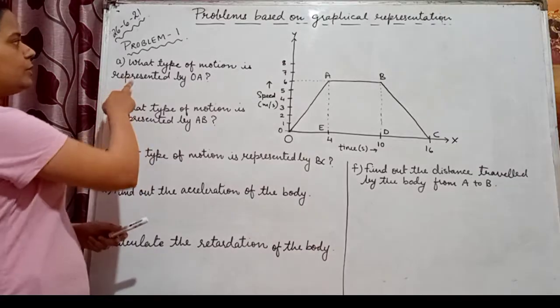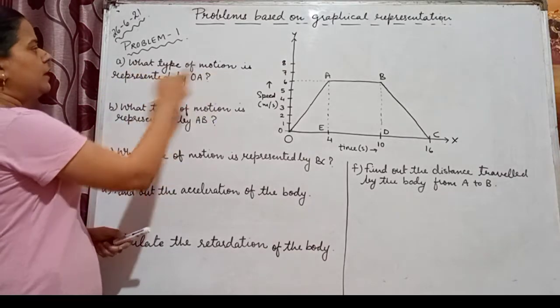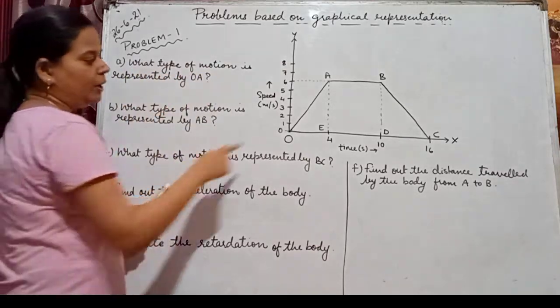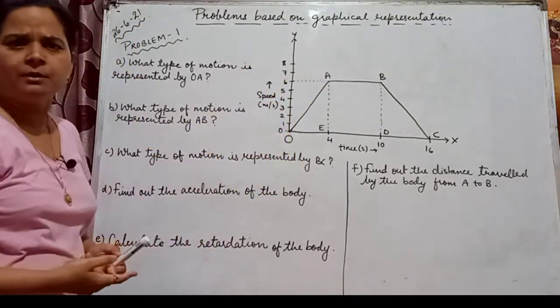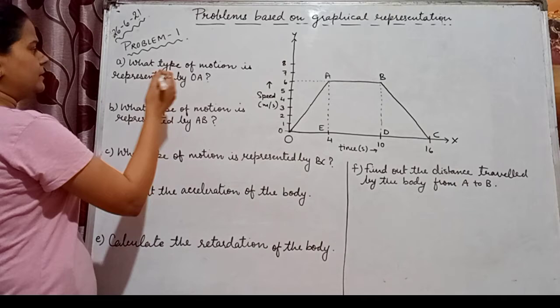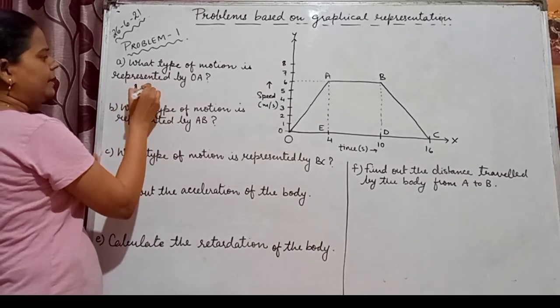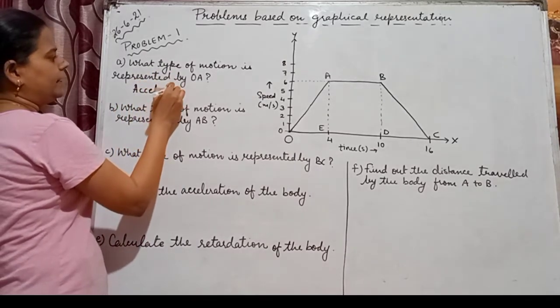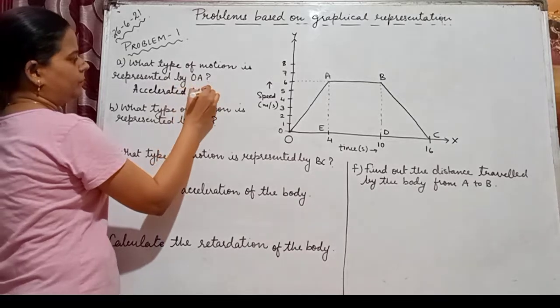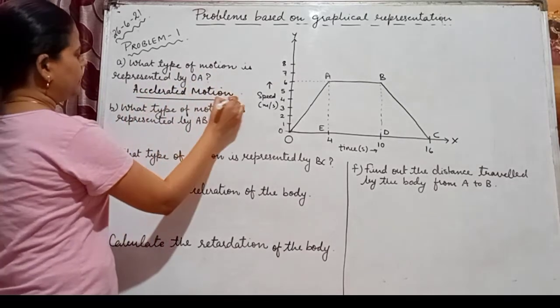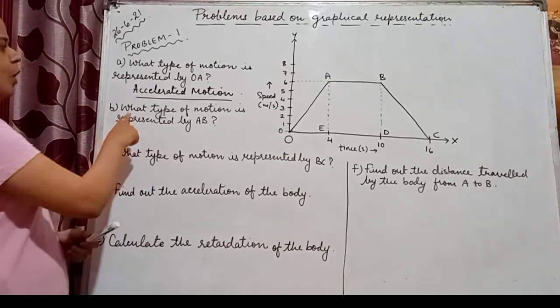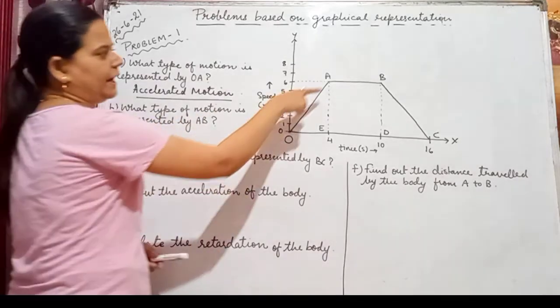So the first question is, what type of motion is represented by OA? OA means this portion. So you can see it's a straight line going up. That means this is an accelerated motion. Correct? Then for the second question, what type of motion is represented by AB?